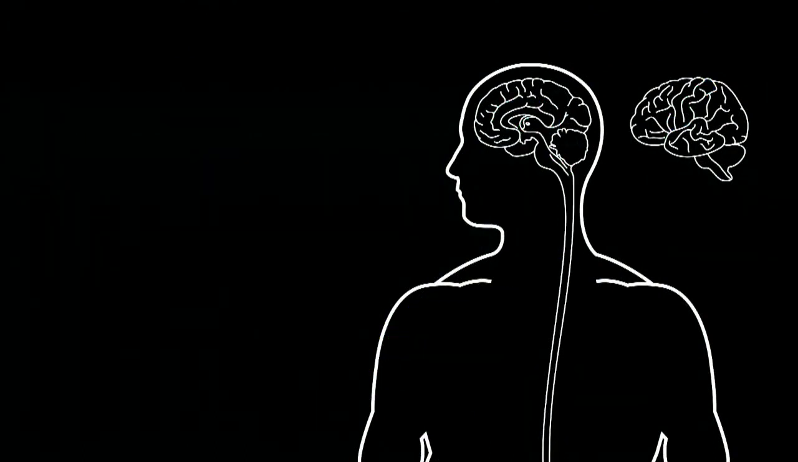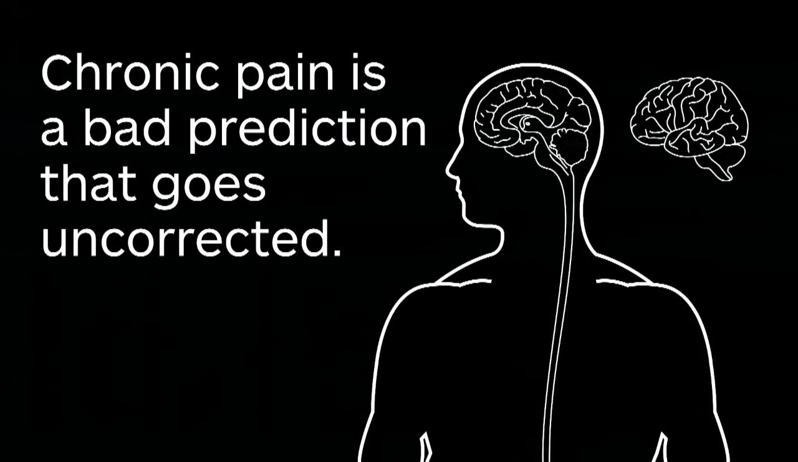So scientists are now exploring whether chronic pain and other emotional disorders, like depression, are actually just bad predictions that go uncorrected. So there are a number of reasons why the brain would make bad predictions. And I realize that what I'm suggesting here is somewhat controversial, so I want to repeat what I'm suggesting here really carefully so that I'm not misinterpreted.